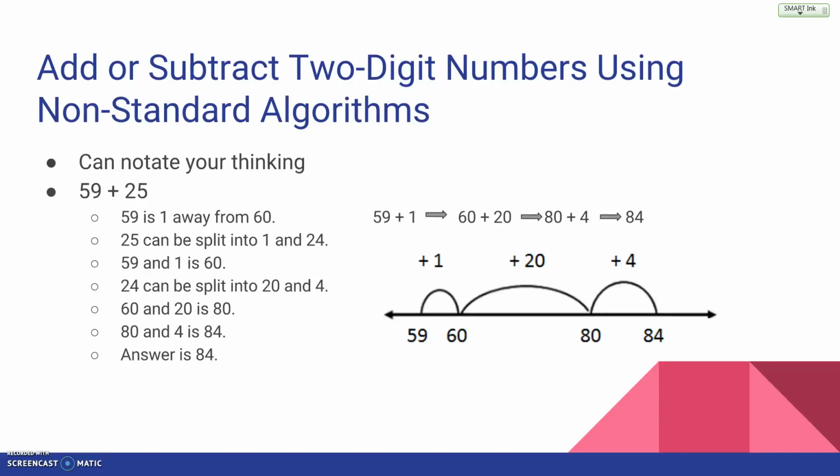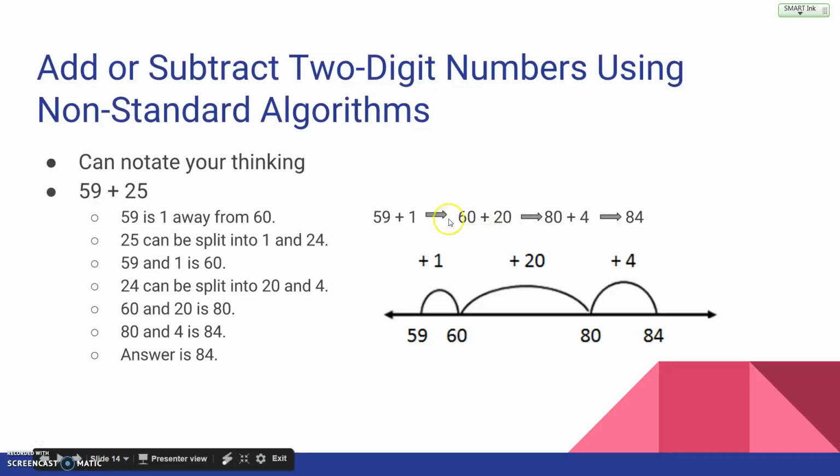They can do the notation. Here I've shown you some of the notation. They could do 59 plus 1. And then that made them think about taking 60 and adding 20 to it. We don't put an equal sign here because 59 plus 1 is not equal to 60.